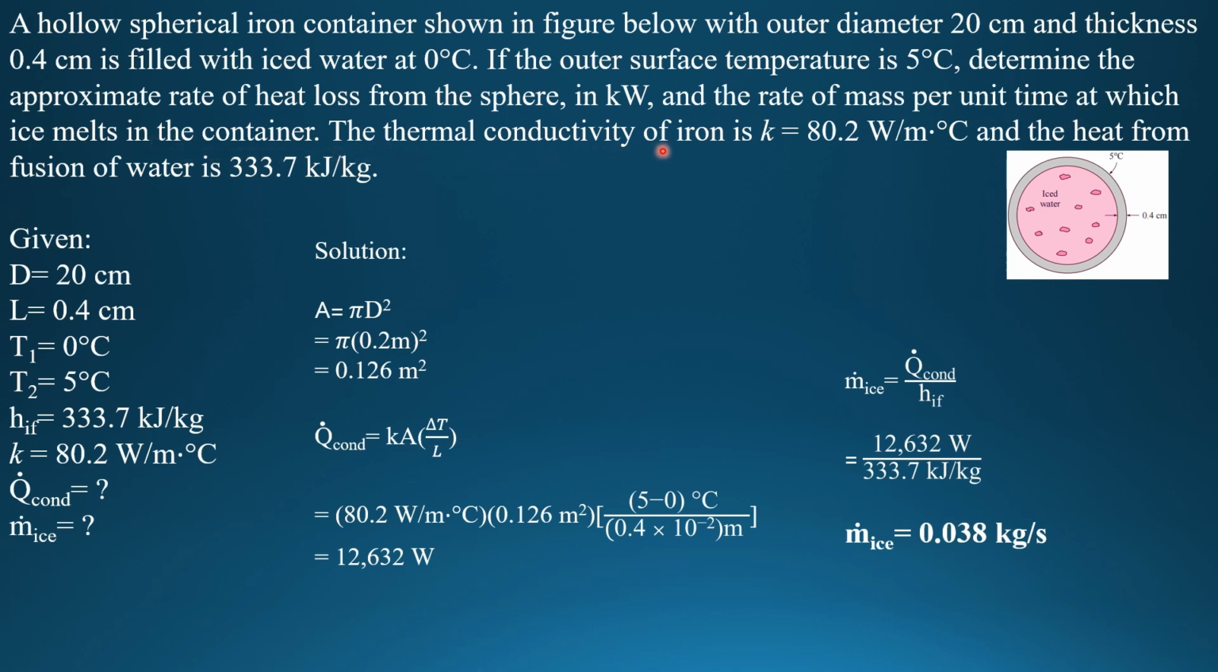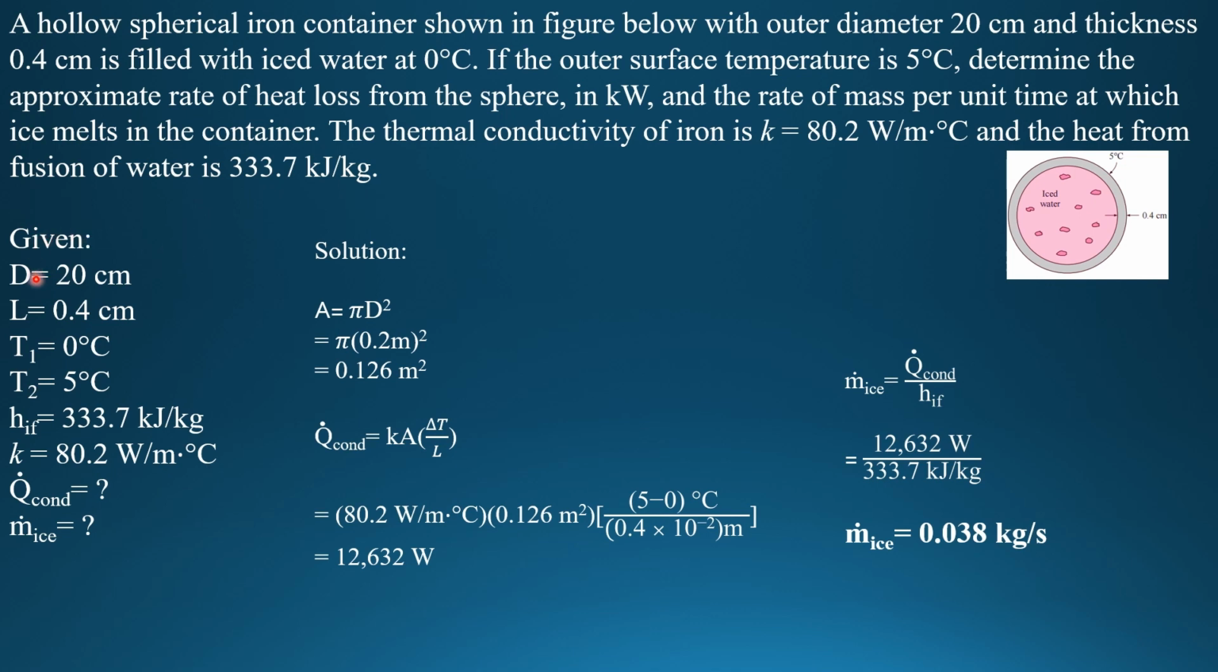The thermal conductivity of iron, k, is equal to 80.2 watts per meter degrees Celsius, and the heat of fusion of water is 333.7 kilojoules per kilogram. We will be identifying the given first.